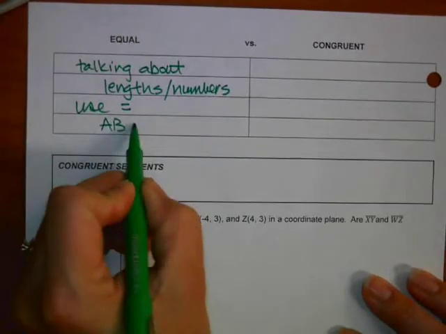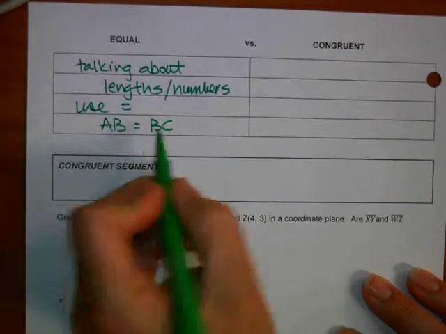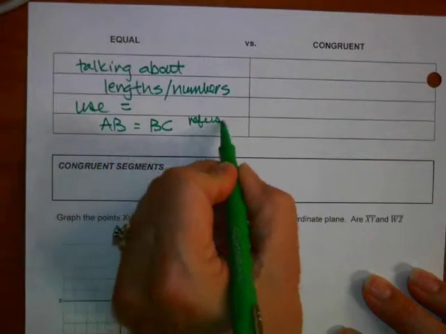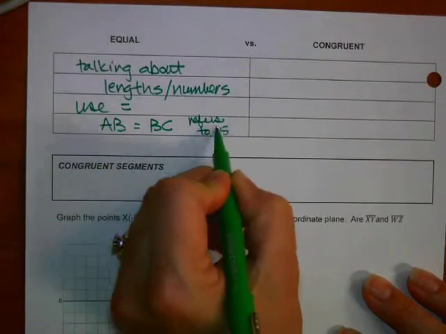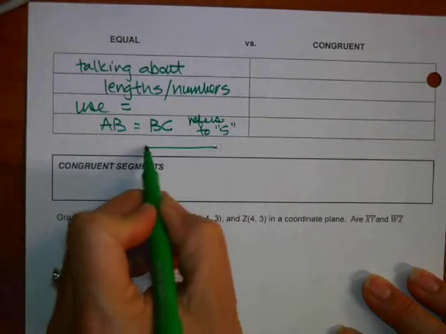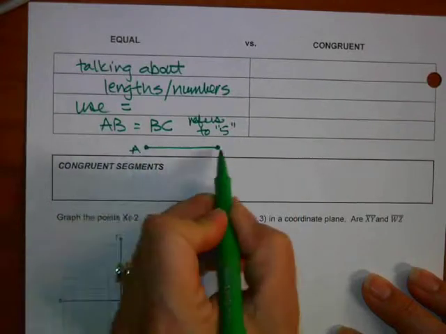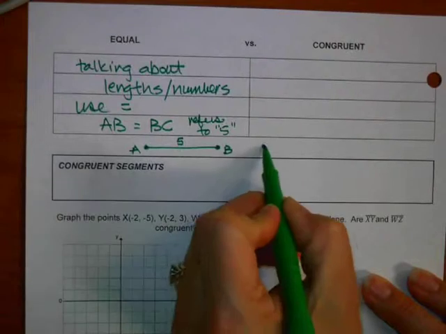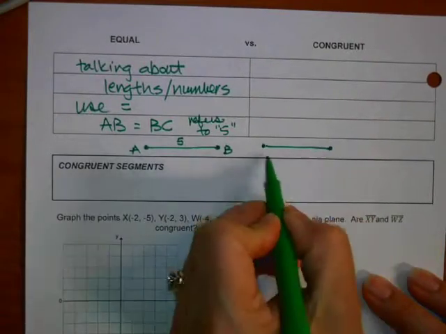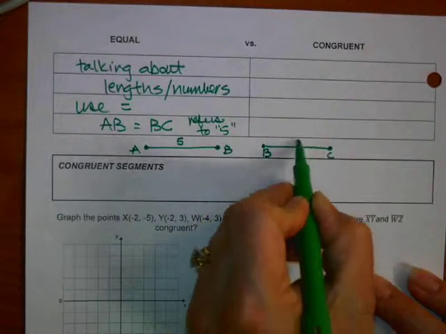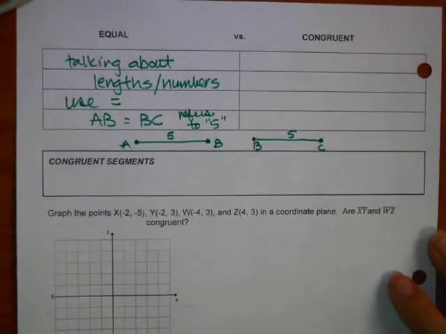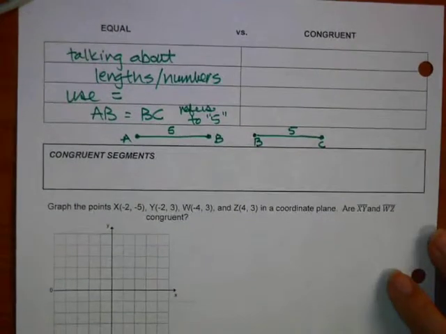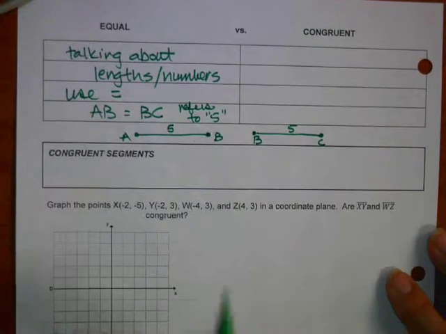So AB equals BC is referring, I'll draw a picture here, refers to the 5. So if you have AB and it's 5, that's referring to the 5. This is a 5 right here.